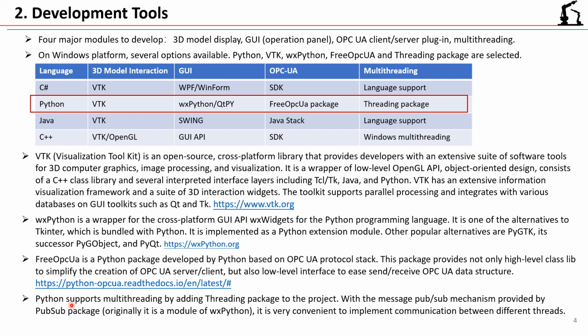Python supports multi-threading by adding the threading package. It's straightforward. Once we use multi-threading, another package called the pubsub package will be needed. That is very useful to send a message from one thread to another thread. So it's a very good tool to use.